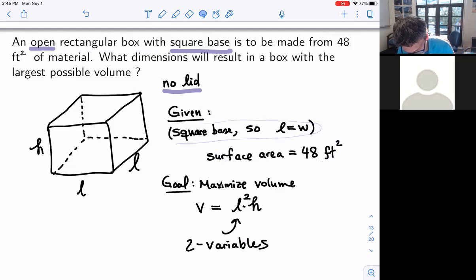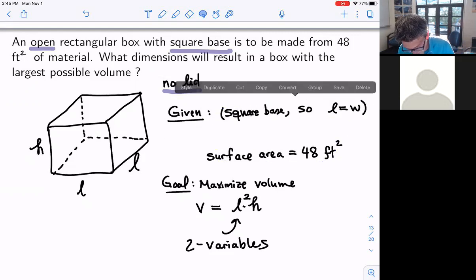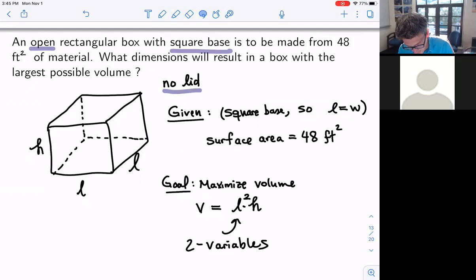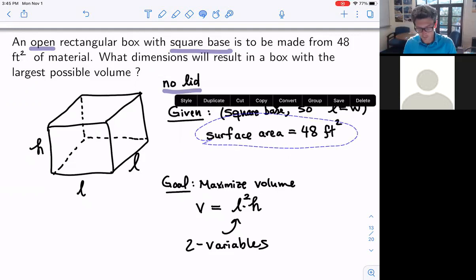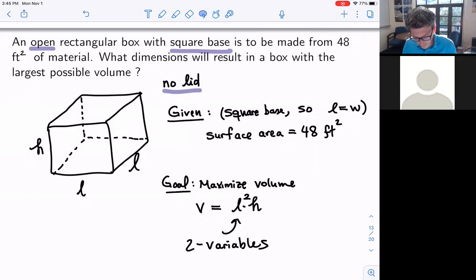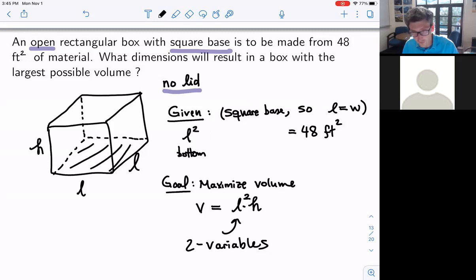So how many sides does our box have? Well, normally a box would have 6 sides, top, bottom, and the 4 sides. But this one doesn't have a lid. And so if we think about what that surface area is, it's going to have 5 different parts, right? It's going to have the bottom. And maybe I'll try to shade these in as I go. So the bottom is going to have area L squared.